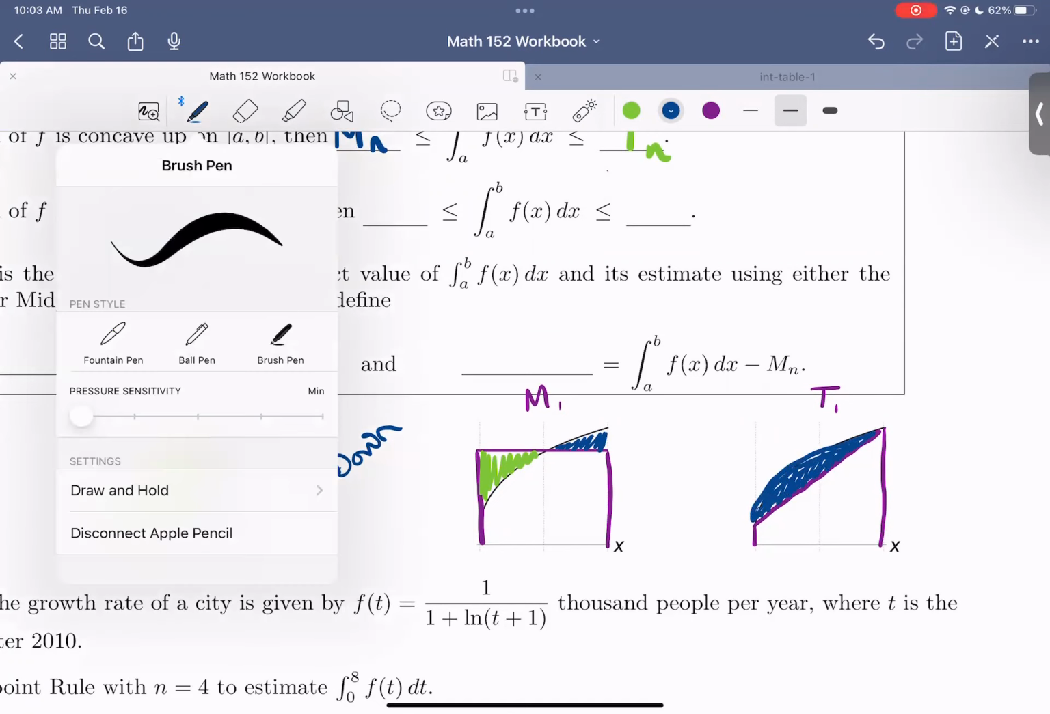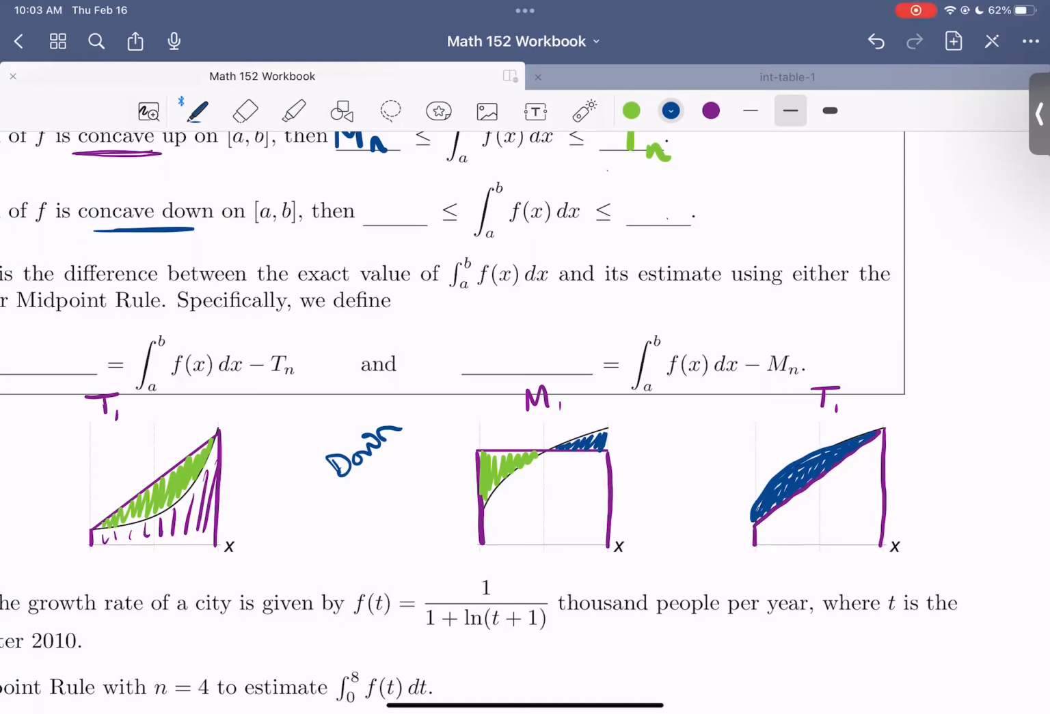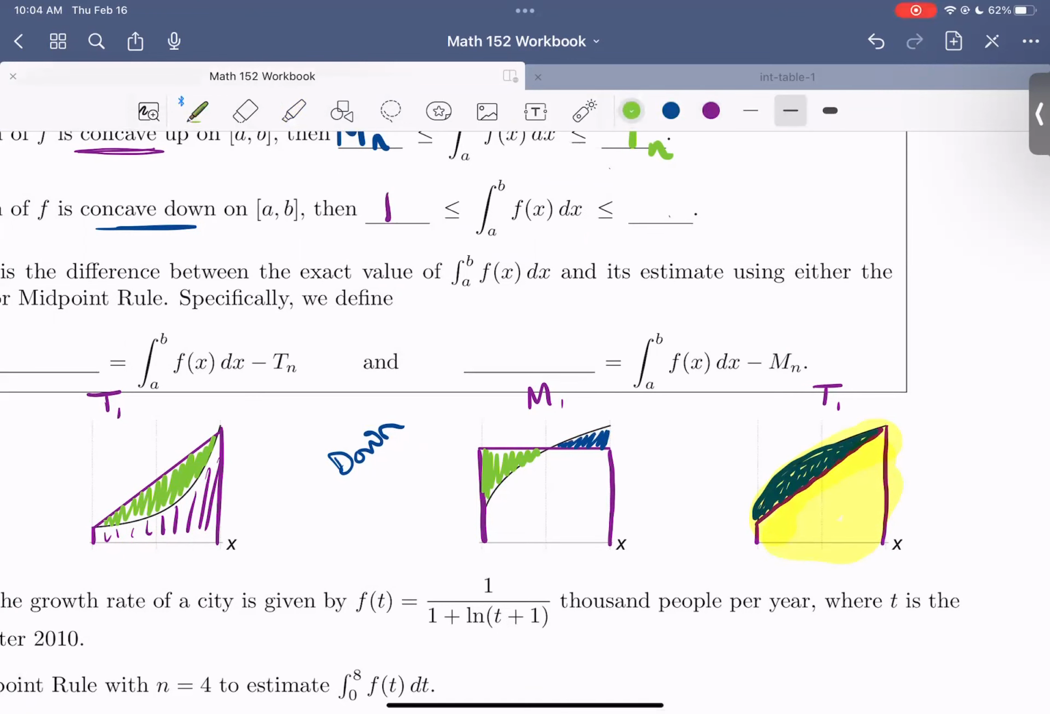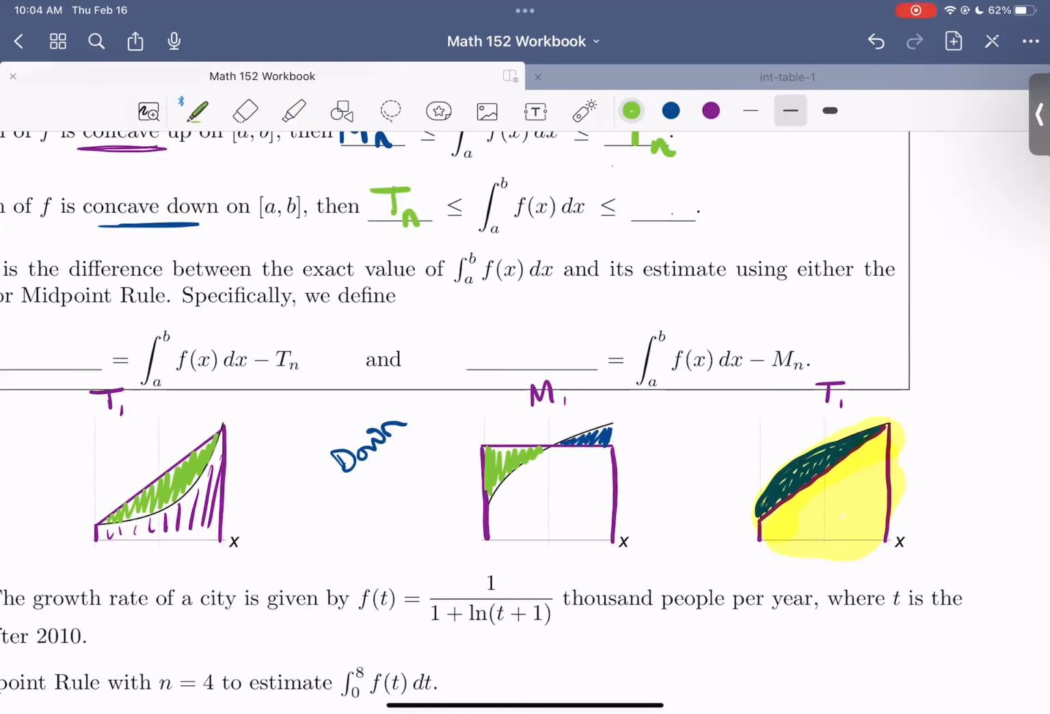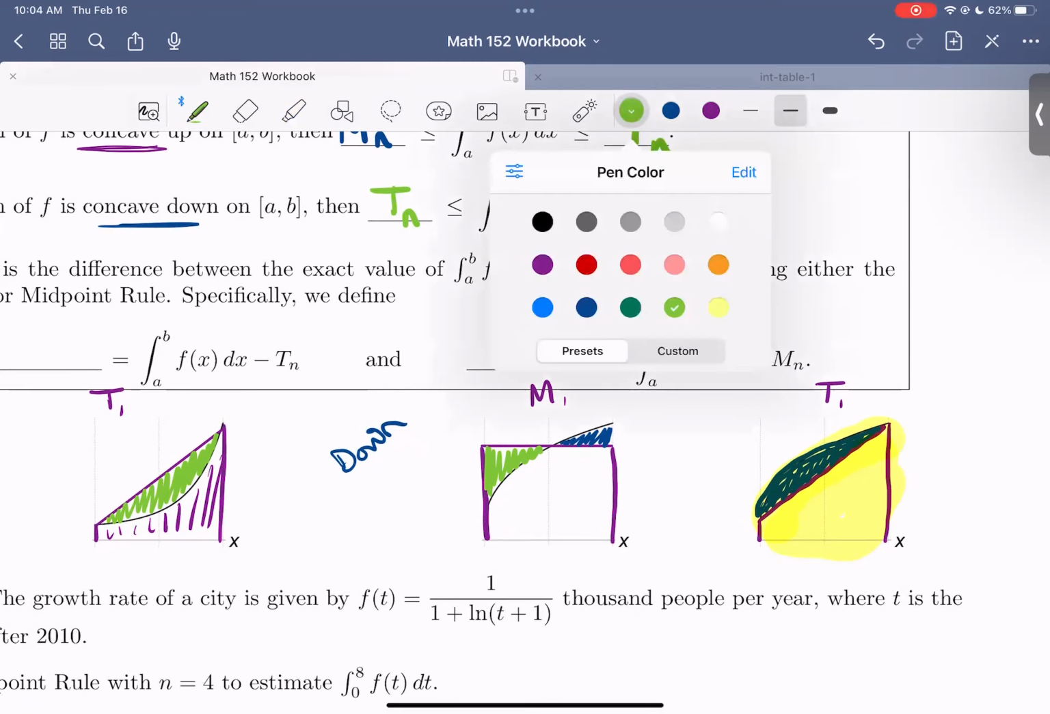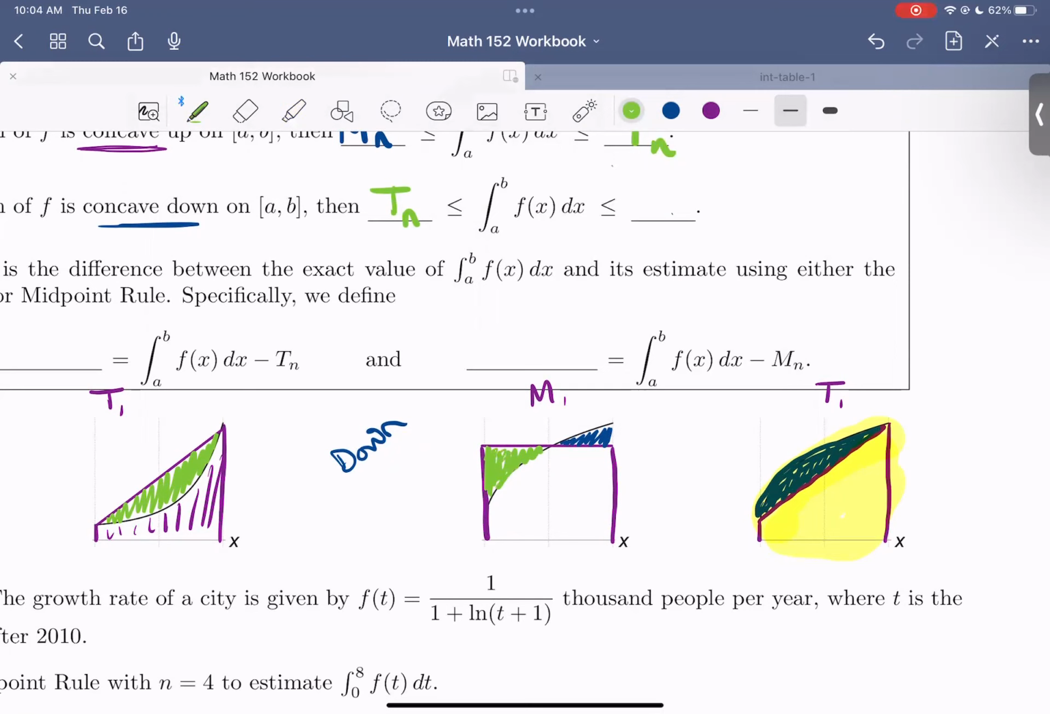Let's go ahead and compare these estimates, using a midpoint rectangle and a trapezoid, with the actual integral itself. We can see pretty clearly that T1, the trapezoid, is very much an underestimate of our integral because we wanted to include all that blue area. So in this case, T sub n is going to be less than our integral. And if we notice with the midpoint rectangle, this green is a larger area than the blue area that we haven't counted. So that means M1 is giving us an overestimate.